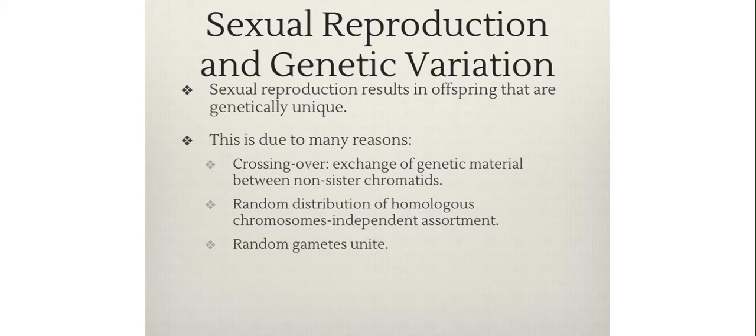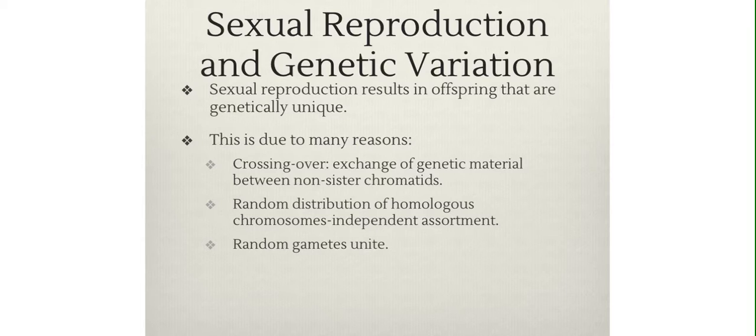Sexual reproduction results in offspring that are genetically unique, just like I said. They differ from both their parents and also from each other. This occurs for many reasons, and there are 3 reasons I want you to know about. The first one is known as crossing over. Crossing over is the exchange of genetic material between non-sister chromatids of homologous chromosomes.